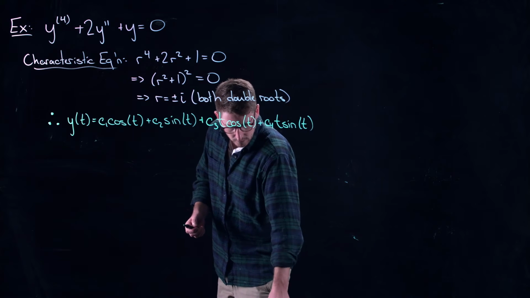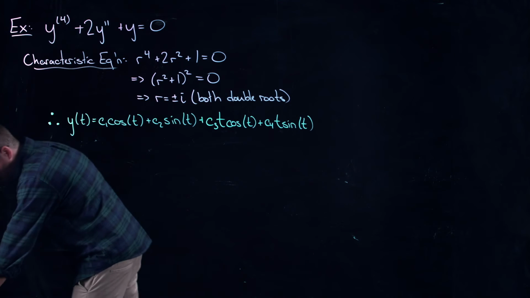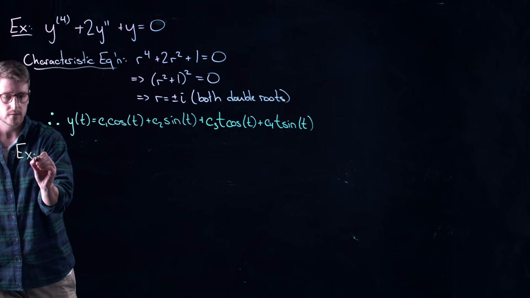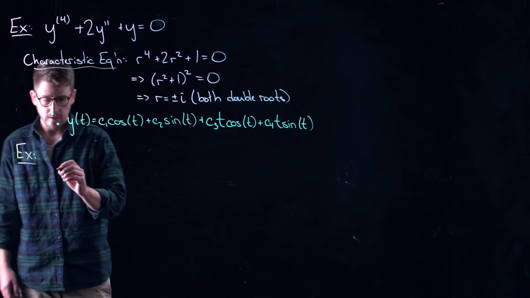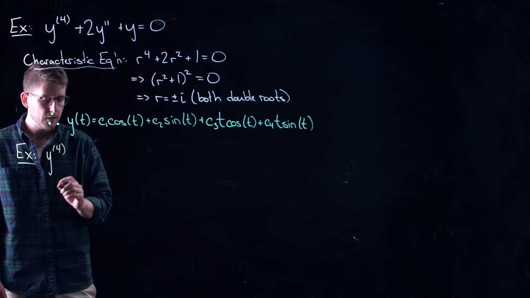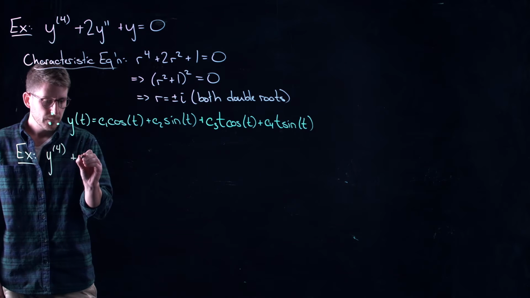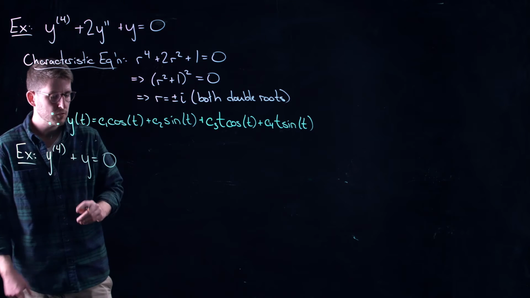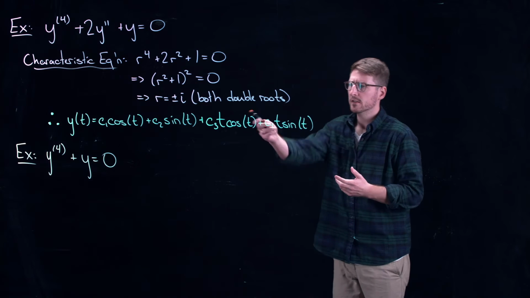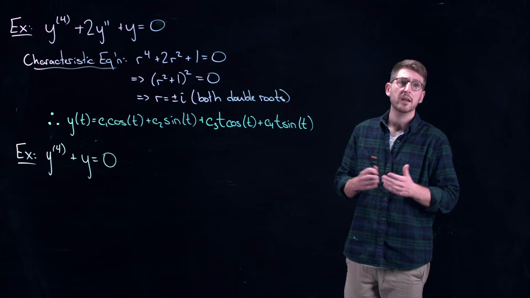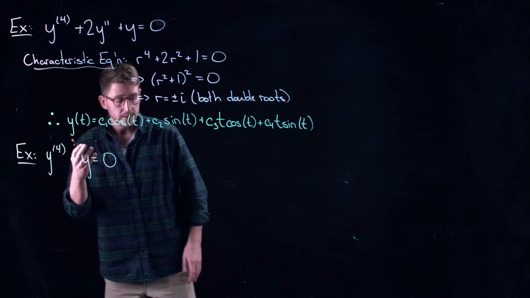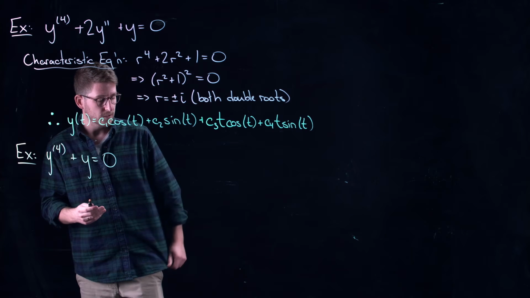Okay, let's take a look at one last example. This is going to be a little bit more exciting, I think. We're going to work with another fourth order equation, fourth order plus y is equal to 0. Now, we saw that when it's the second derivative plus y, you get sine and cosine. So the question is, what do I get now when I have a fourth order plus y is equal to 0?